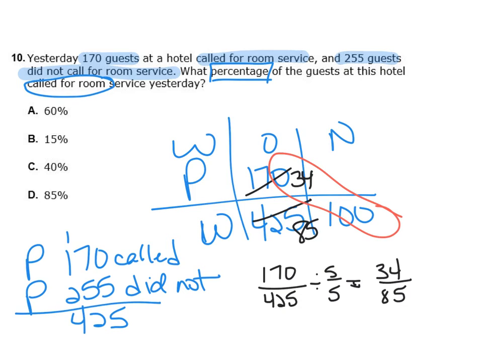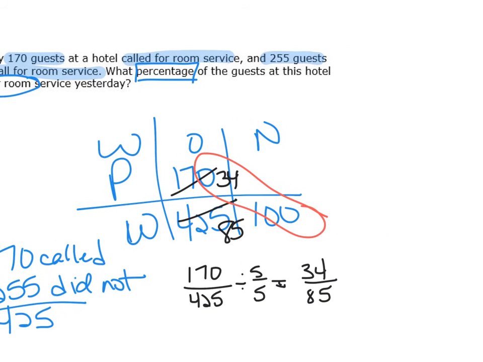So 34 times 100 is 3,400. I'm going to make a little room here. 3,400 divided by 85. So now we're going to go ahead and solve that. So 85 into 3 is 0 times. 85 into 34 is 0 times. 85 into 340, let's try 4, because 4 times 8 is going to be 32, so we're going to see if that works.